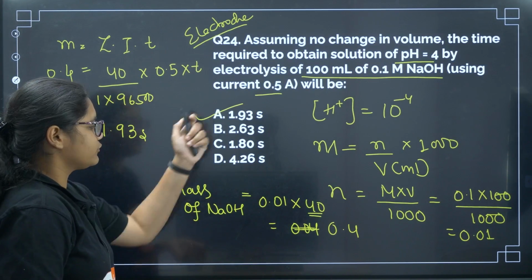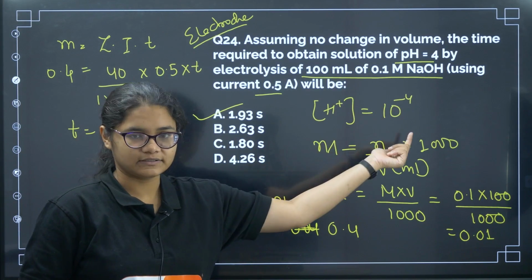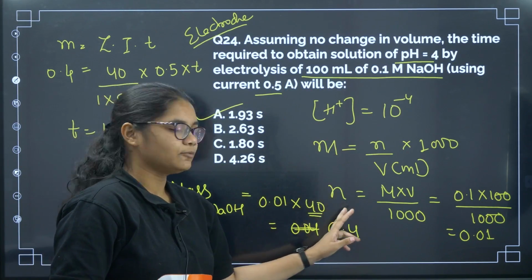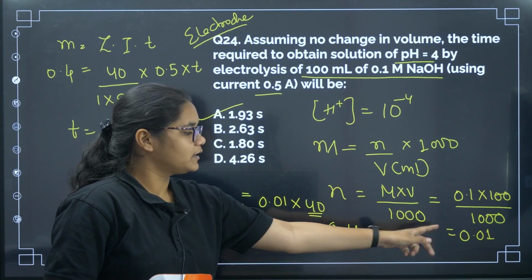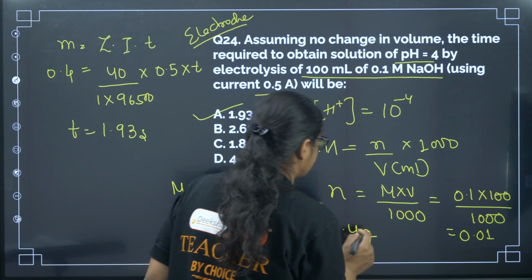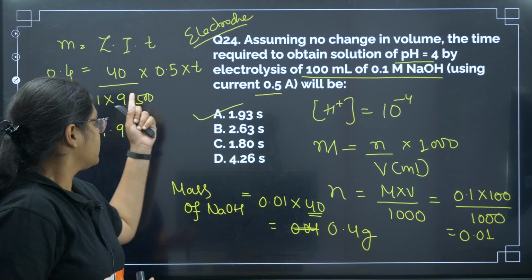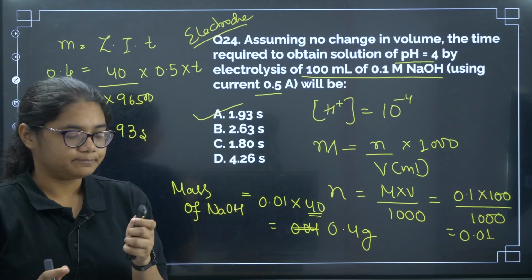Now just check this calculation once again, listen. First we are calculating the H plus concentration, then we are calculating the molarity. After calculating the number of moles, you have to convert it into mass, because the thing which is getting deposited is NaOH, right? So after calculating the mass, we can use Faraday's first law to calculate the time.